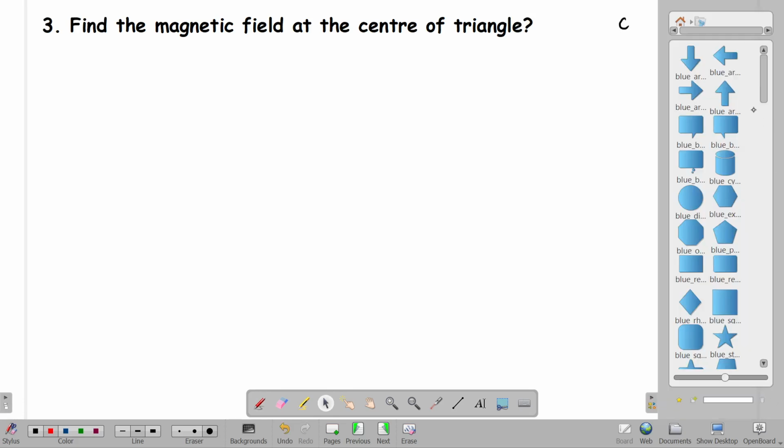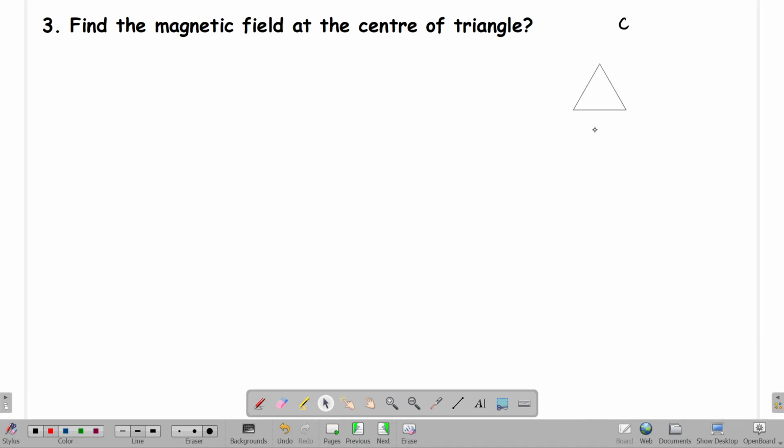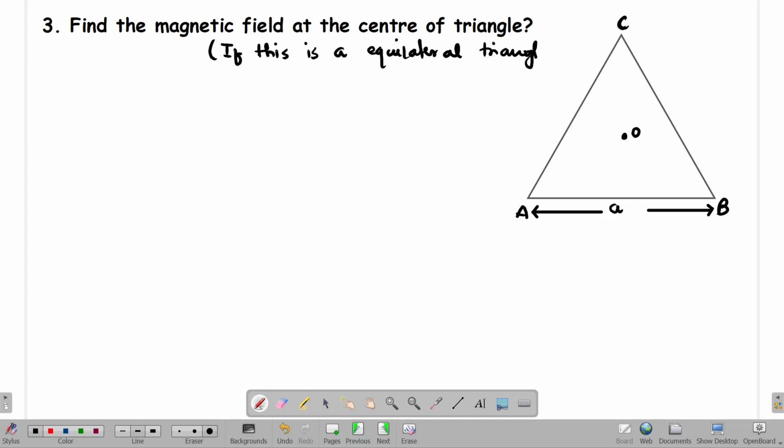Second thing is, let's suppose I have an equilateral triangle. The question is very simple: if this point is A, that point is C and this point is B, then find the magnetic field at the center of the triangle if this is an equilateral triangle. Consider any side A. Tomorrow you remind me to put the answer key. Is that clear or not?